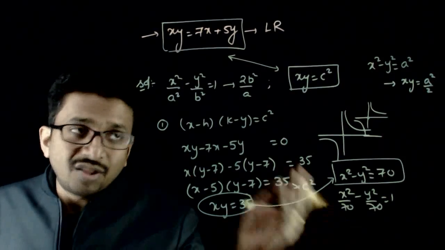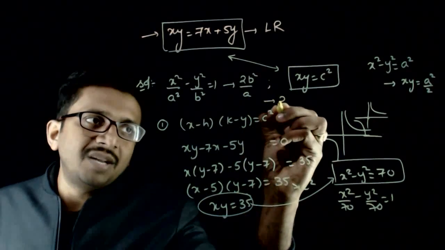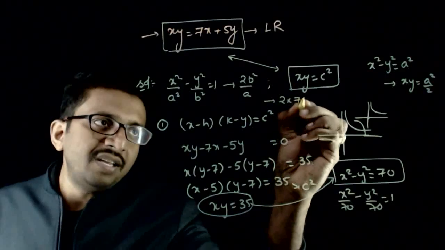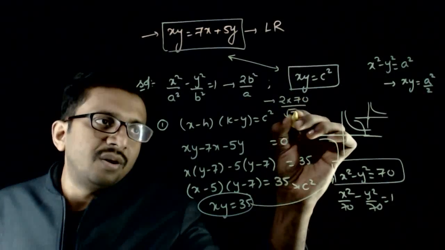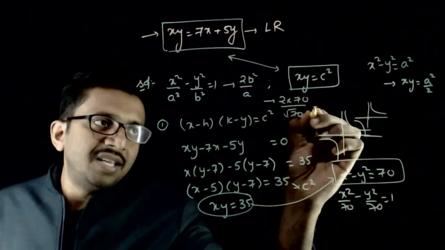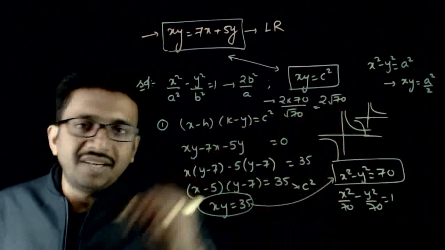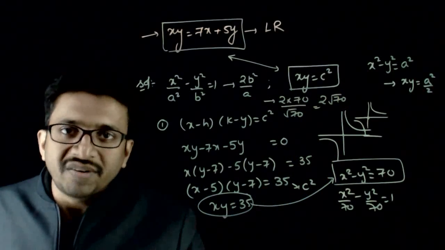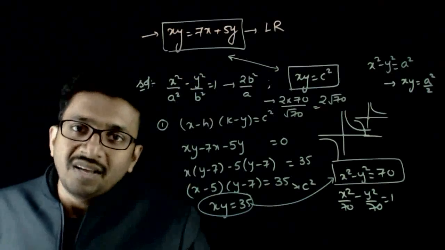So what is the length of the latus rectum? The length of the latus rectum is 2 into b², which is 70, by a, which is root 70. That is equal to 2 root 70. So 2 root 70 is the length of the latus rectum of this hyperbola.